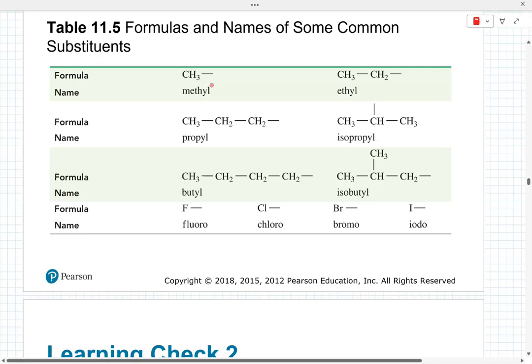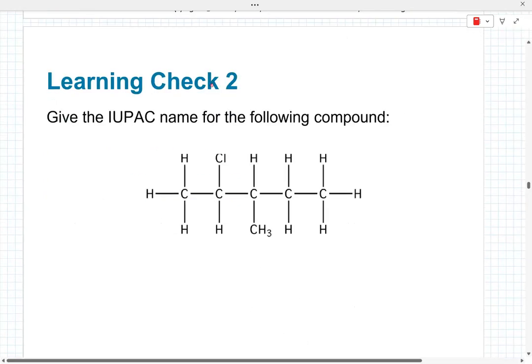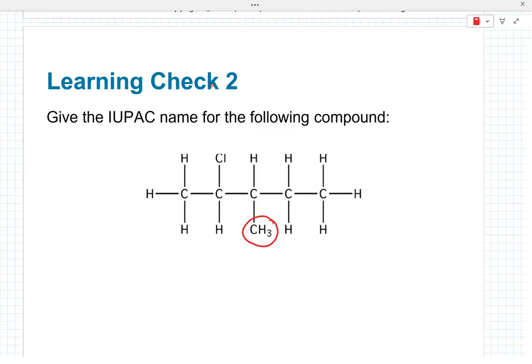So these are common names, because there's an IUPAC name and then there's a common name. Now, what we're going to try to do is to name this compound. So how do you approach that? You need to identify the substituents. Are hydrogens substituents? They're not. So we have a substituent here and a substituent here.